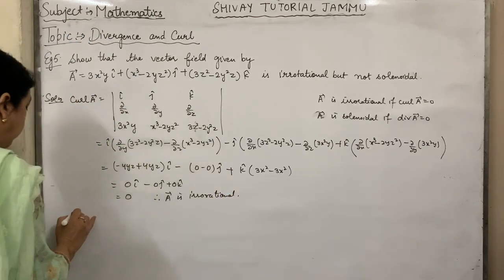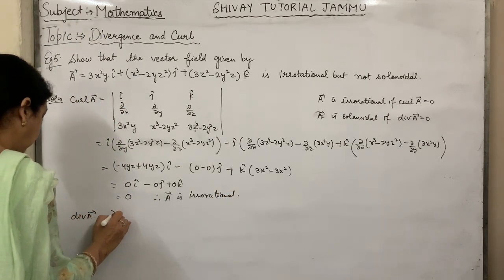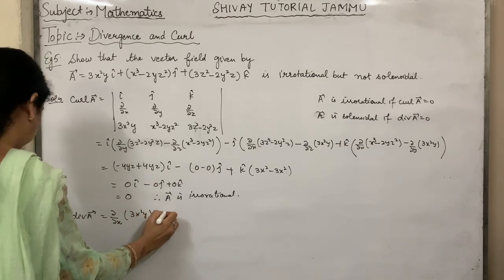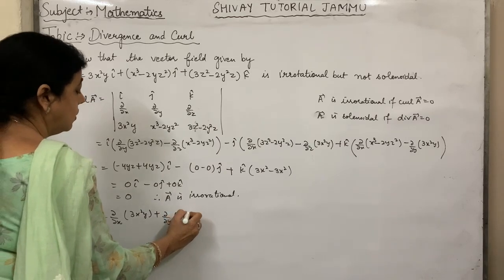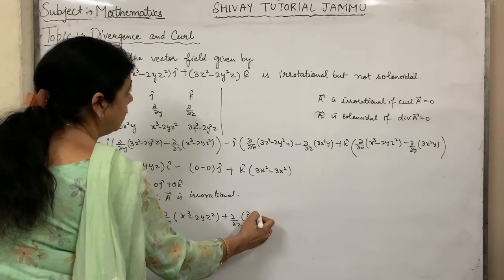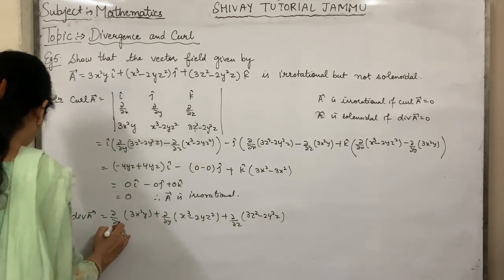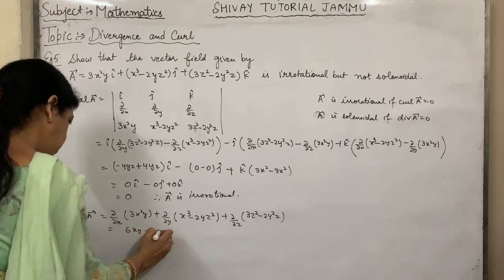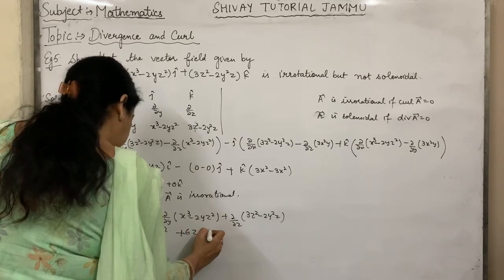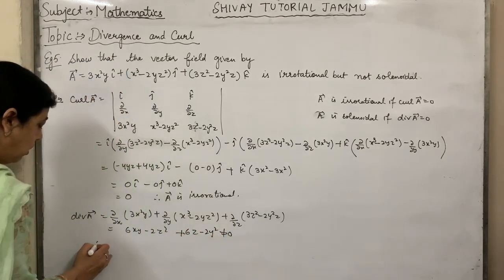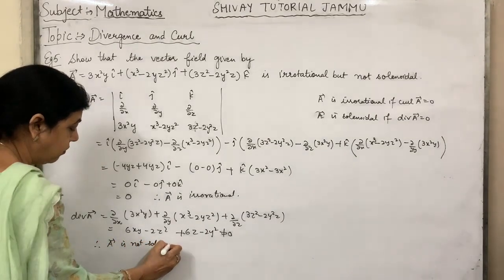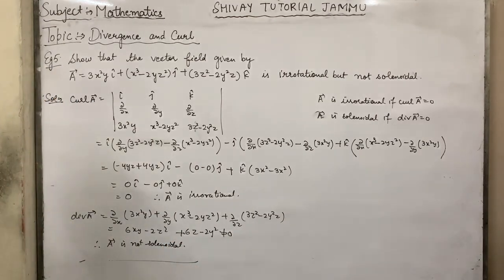Now we will find div of A. What is div of A? Curly by curly x of 3x square y plus curly by curly y with the function with j and curly by curly z of the function with k. So this will equal 6xy minus 2z square and this will equal 6z minus 2y square, which is not equal to 0. Therefore A vector is not solenoidal. Clear? This we have to prove.